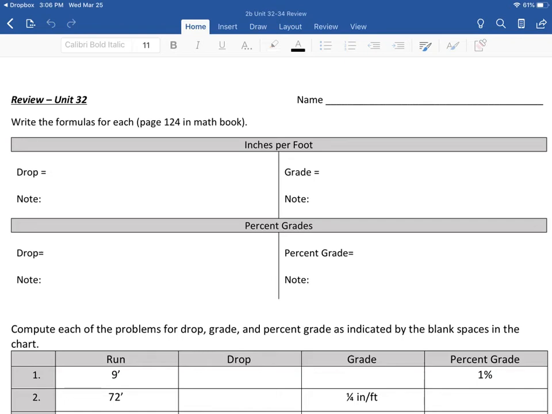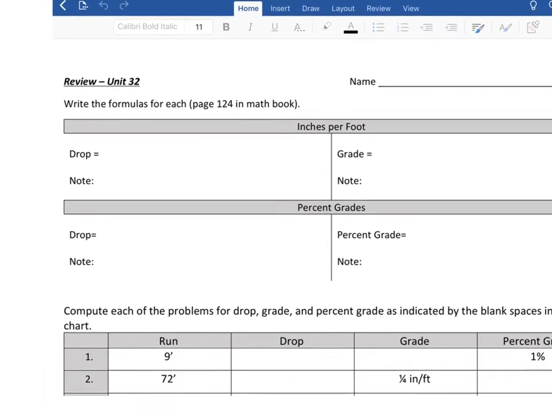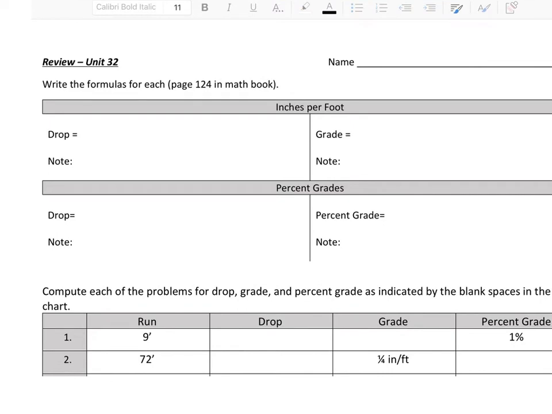Unit 32 and 34. I would suggest you open up your book for this first part because it'll tell us some of these formulas that we're going to write down. So the first one is for drop. Drop equals the grade multiplied by the run.